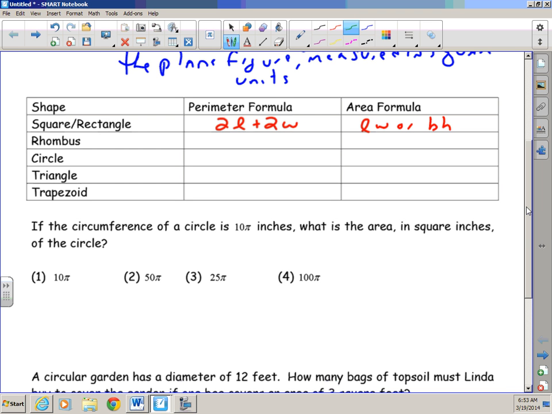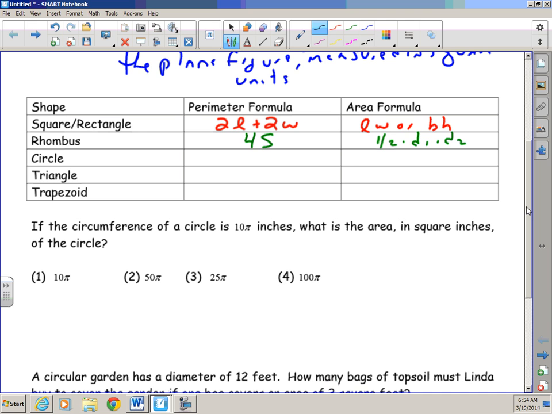A rhombus, which is a parallelogram with 4 equal sides, and a square is a rhombus also, 4s, and the formula for that is 1/2 times diagonal 1 times diagonal 2. The reason that works is the diagonals of a rhombus intersect at right angles. So they are in effect creating 4 right triangles, and we can shortcut the formula that way.